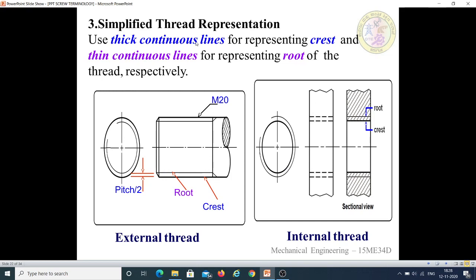Use a thick continuous line for representation of the crest, and a thin continuous line for representation of the root. So this is the thick continuous circle, the representation of the crest circle. This is the root circle, a thin line, but it is not a full circle, this is an arc.